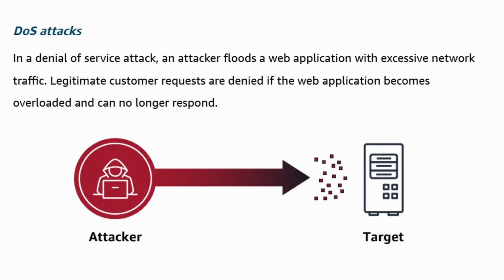Network and application protection is another vital component of a secure environment on AWS. You might have heard of DoS and DDoS attacks. Let's quickly go through them. In a denial of service attack, an attacker floods a web application with excessive network traffic. Legitimate customers' requests are denied if a web application becomes overloaded and can no longer respond.